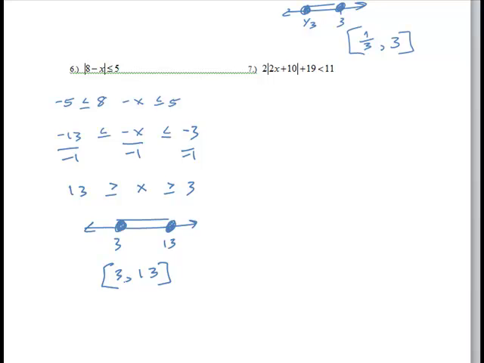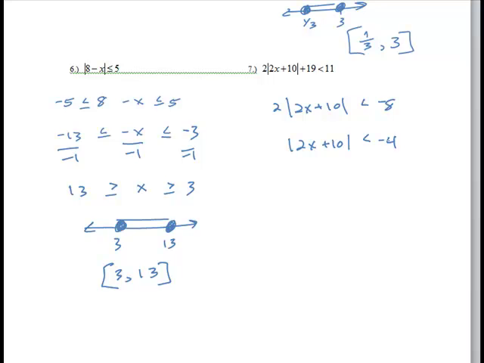And example 7, another obviously absolute value inequality. Have a little bit of work in order to isolate it. Get rid of that positive, or plus, 19 first. Subtract 19 from both sides. And then divide everything by 2. So we completed step number 1. We isolated the absolute value.